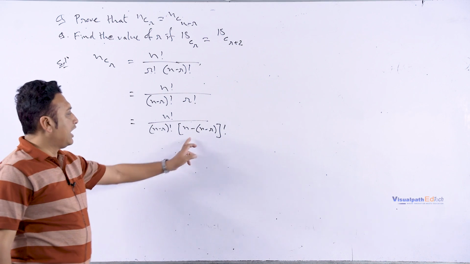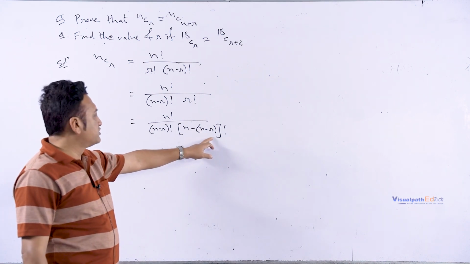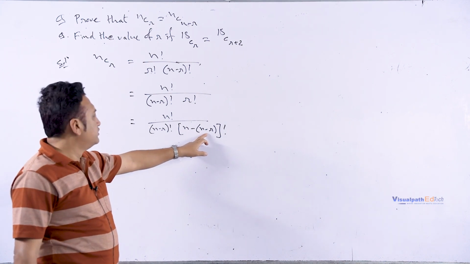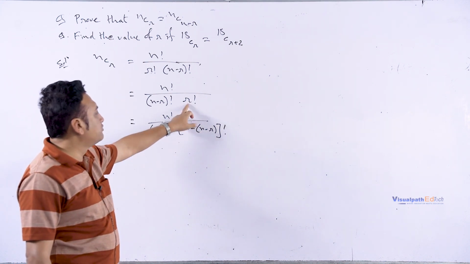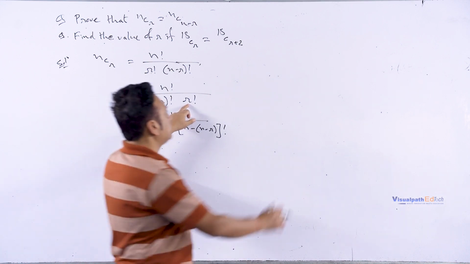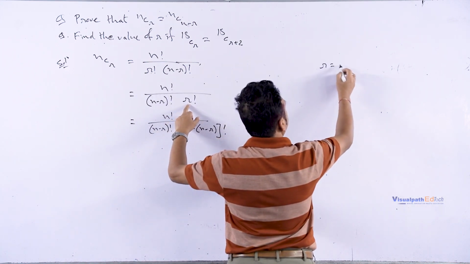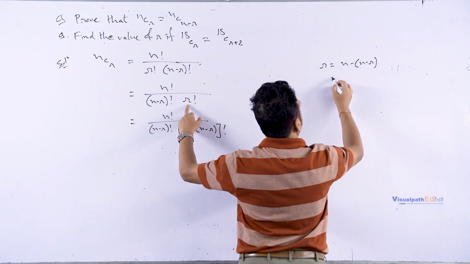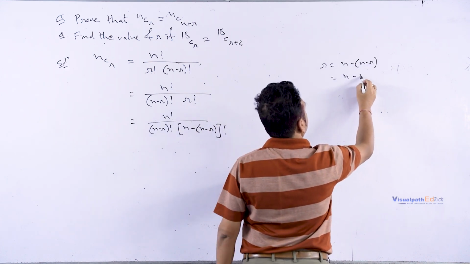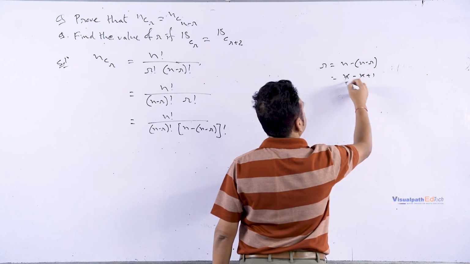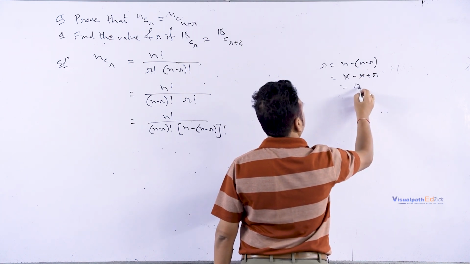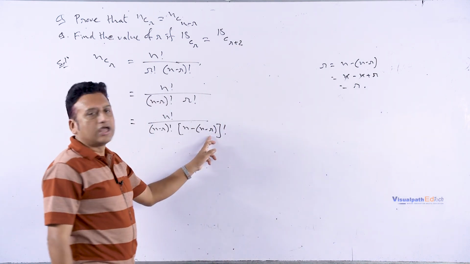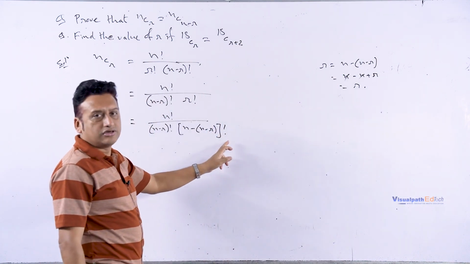see, n minus (n minus r). If I remove this bracket, I will get n minus n and minus into minus plus r. So, n minus n will get cancelled, I will only be getting r. So, in other words, r can be written as n minus (n minus r). In other words, n minus n plus r. These two get cancelled. So, you are only left with r. So, in place of r, we have written n minus (n minus r), and the factorial sign will remain here.